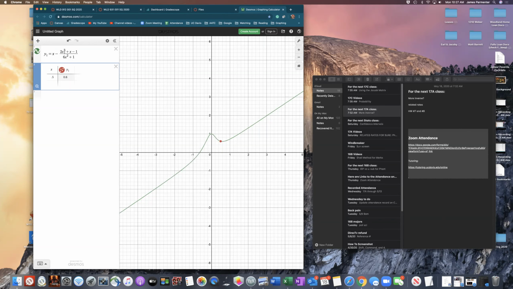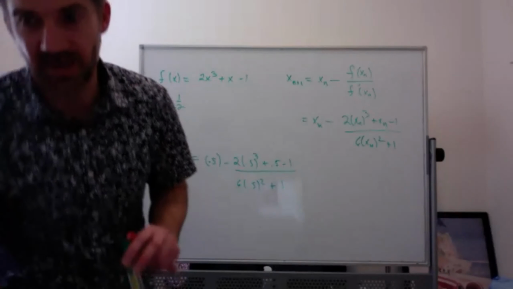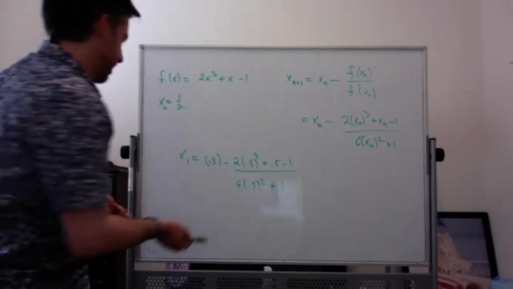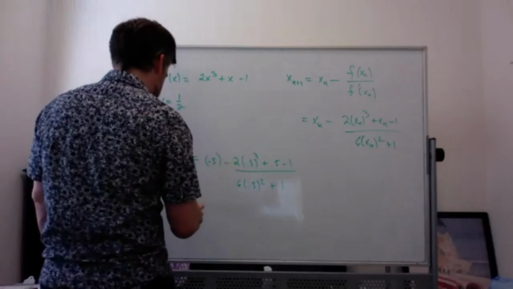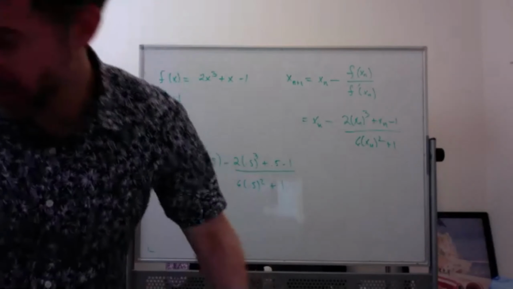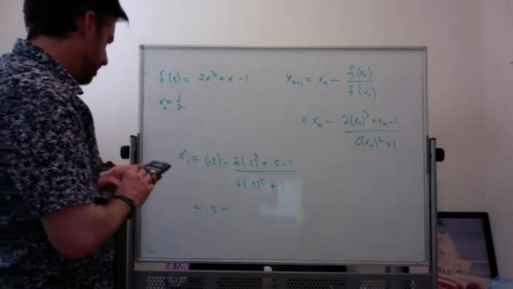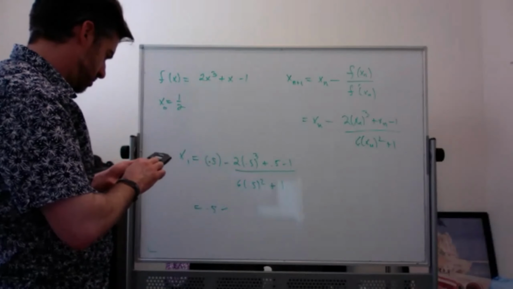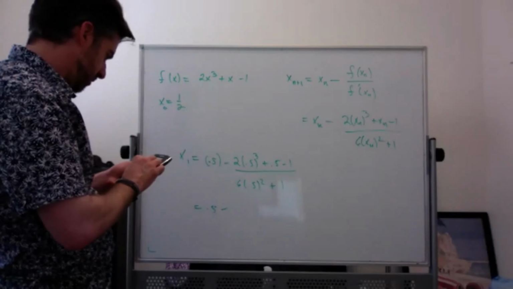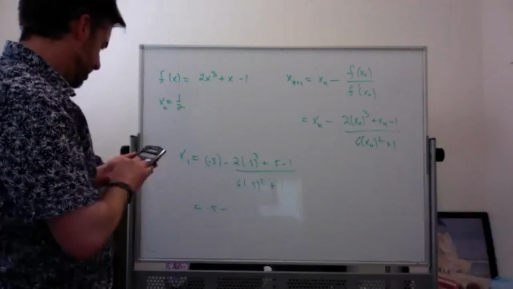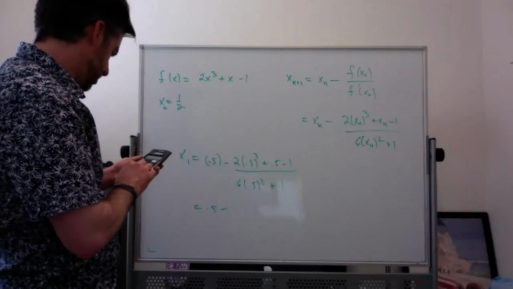But again, I agree with your sentiment that the decimal points are a pain. So if I do this, I'm going to get, let's see, 0.5 minus, and this is where you kind of have to use the calculator. So 2 times 0.5 cubed. Sorry, the whole thing. I said 0.5 minus 2 times 0.5 cubed.